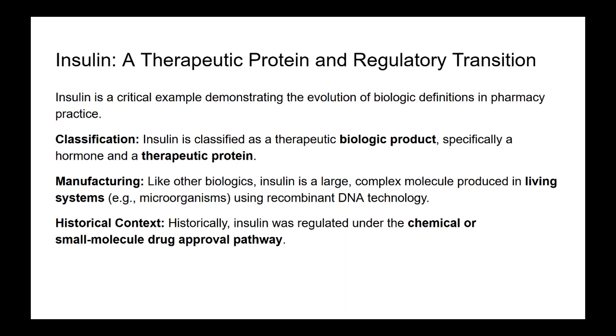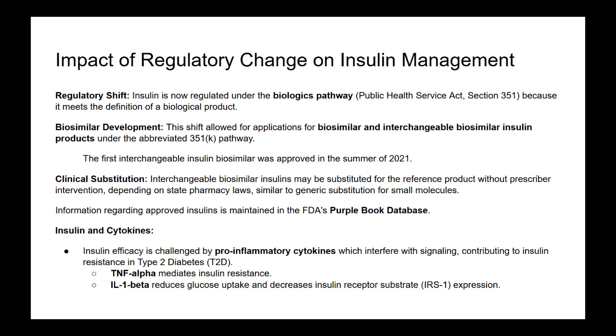The recent regulatory transition signifies a shift towards recognizing the biological nature of insulin, which may impact future therapeutic approaches and biosimilar development. The regulatory landscape for insulin and other therapeutic proteins has shifted, now falling under the biologics pathway established by the Public Health Service Act, Section 351, because these products meet the definition of biological products. This transition has opened up new opportunities for manufacturers to submit applications for biosimilar and interchangeable biosimilar insulin products through the abbreviated pathway known as the Section 351(k) pathway.